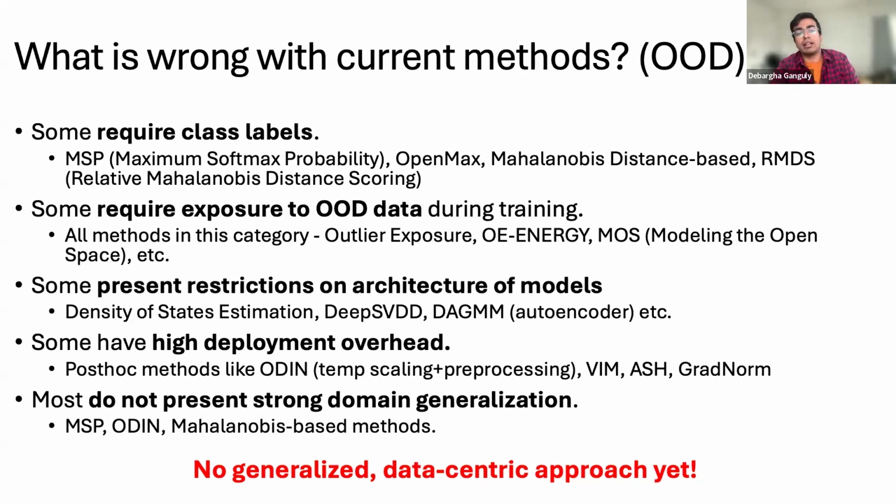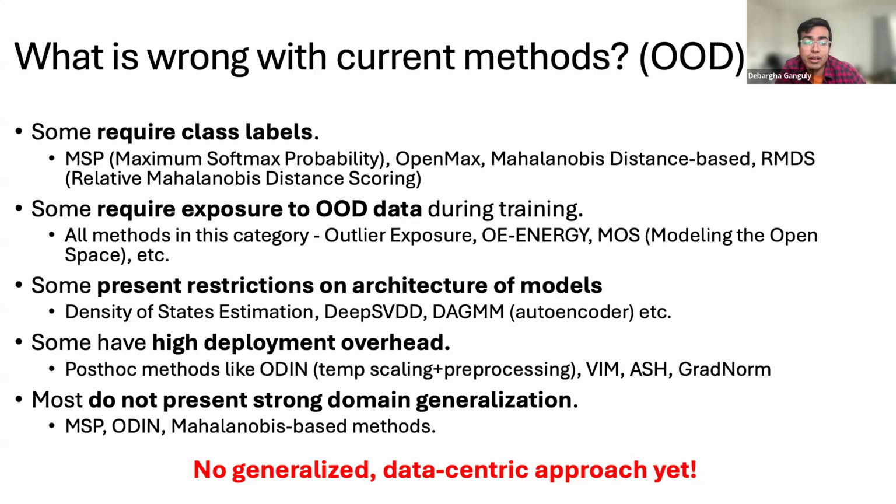So let's talk about what is wrong with some of the current out-of-distribution detection methods. A lot of these methods require class labels. Labels are expensive, scarce, and often incomplete. Some OOD methods require exposure to OOD data during training. There is a paradigm called outlier exposure, where methods need to see these outliers during training. And in reality, this is an impossible paradox, because how do you train on unknown unknowns? So that's a conceptual problem with some OOD techniques.